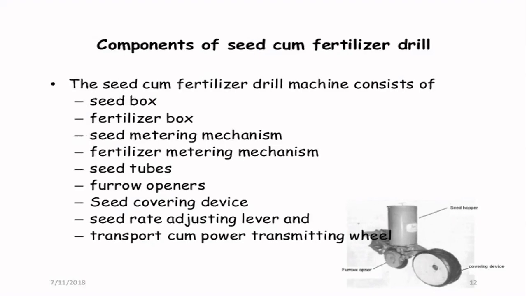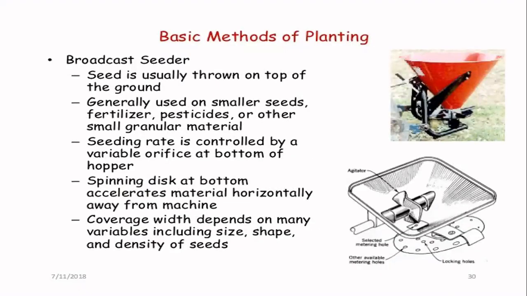Components of the seed fertilizer drill. Same here. Now you can see this is the agitator. This is the hopper. The red color one is the hopper. You can see inside the hopper. The red color one is a hopper. Under the hopper is the seed metering device.